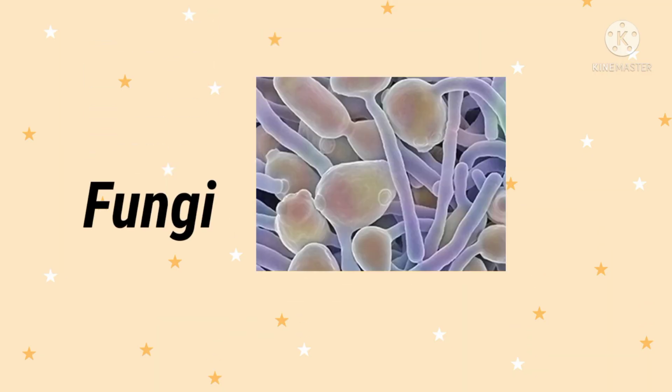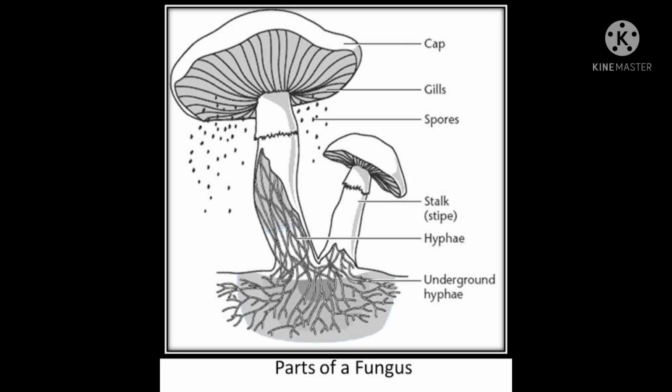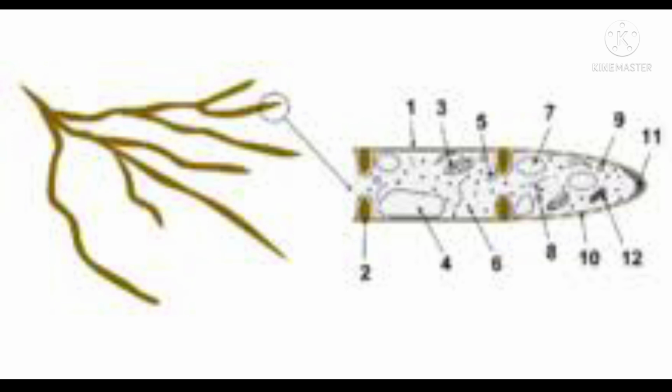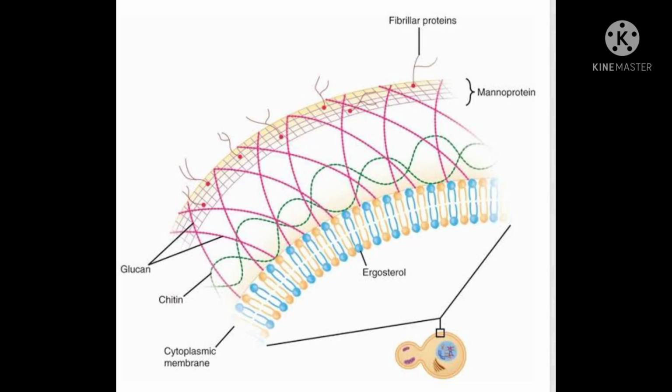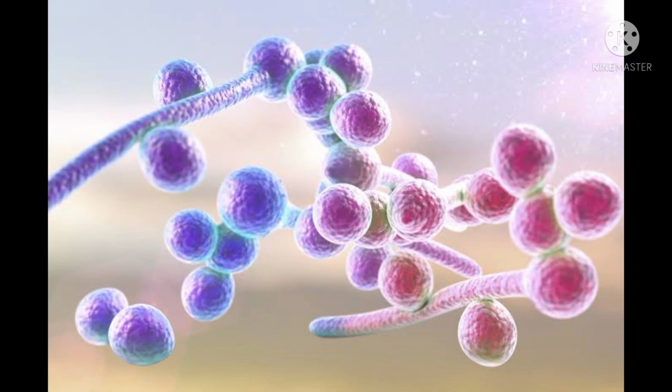Next is fungi. Fungi exist as either single cells or as multicellular organisms formed of thin, branching tubular structures called hyphae. Some fungi are able to switch between these two forms in response to environmental conditions or temperature. One of the defining features of fungi is that their cell wall contains chitin.